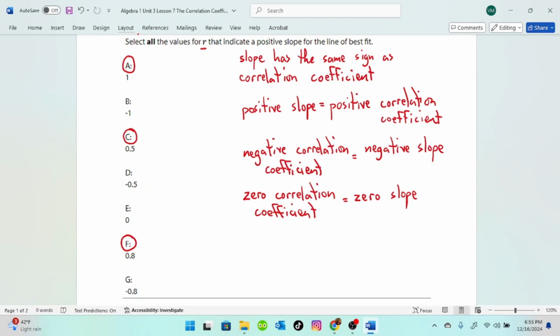So if you have any questions about the relationship between positive slope, negative slope, or zero slope, and what type of correlation coefficient you would have, please ask for further clarification, and that way I can make sure that you are prepared as we move forward.